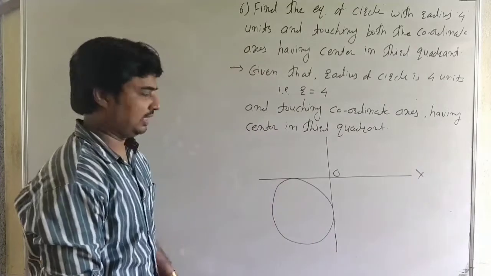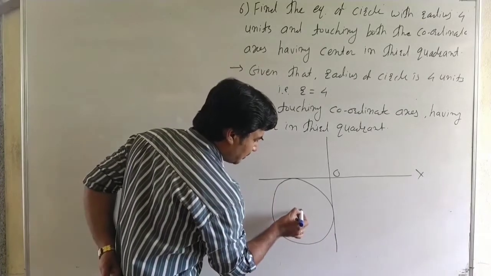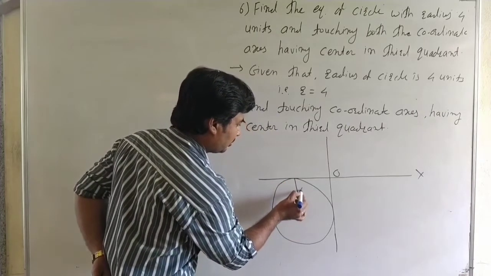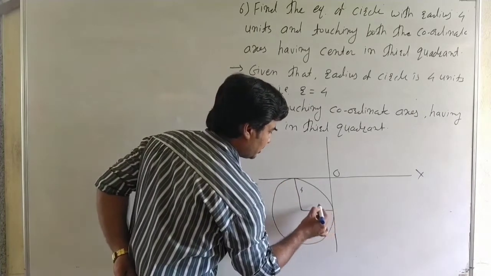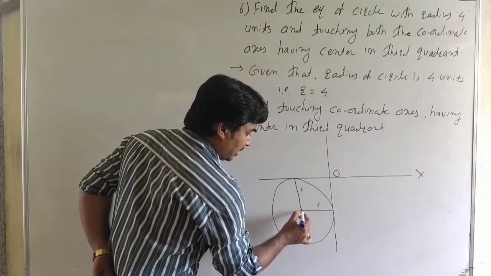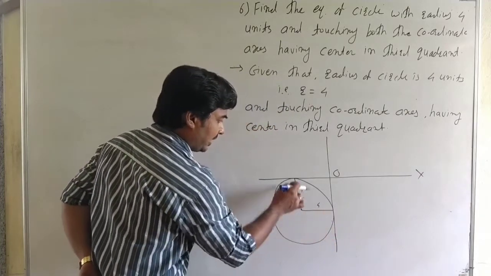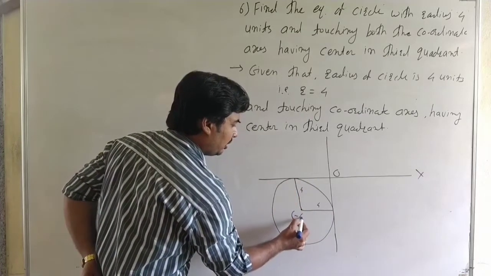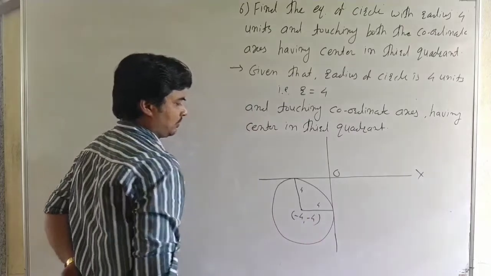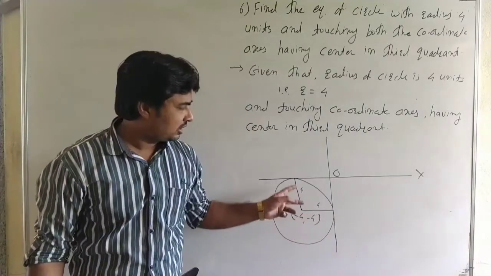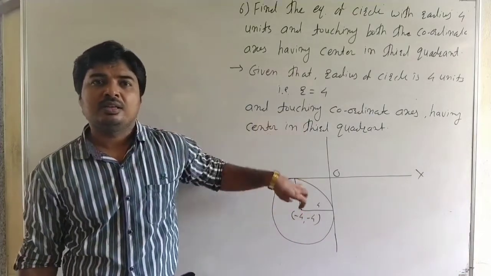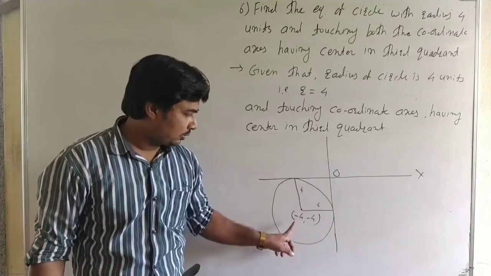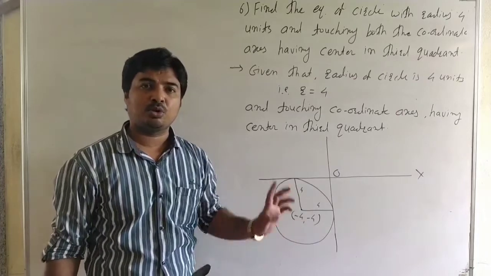Here the radius is given, the center is in the third quadrant, and the radius is 4. This distance is 4, this distance is 4, so the distance of the center from the y-axis and from the x-axis is 4, therefore the coordinates are -4, -4. Why -4, -4? The distance is 4, but the center lies in the third quadrant, so both are negative.